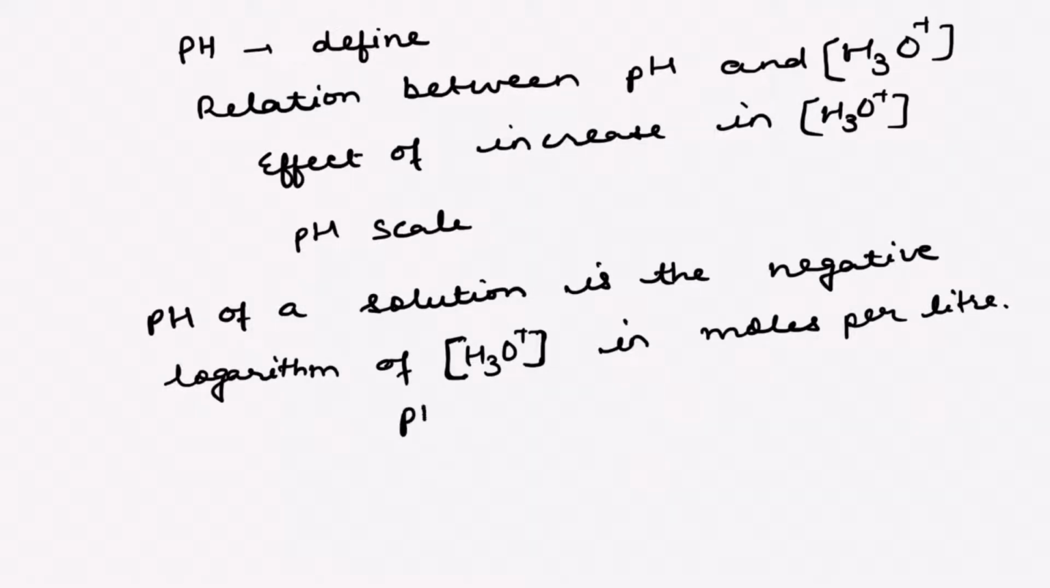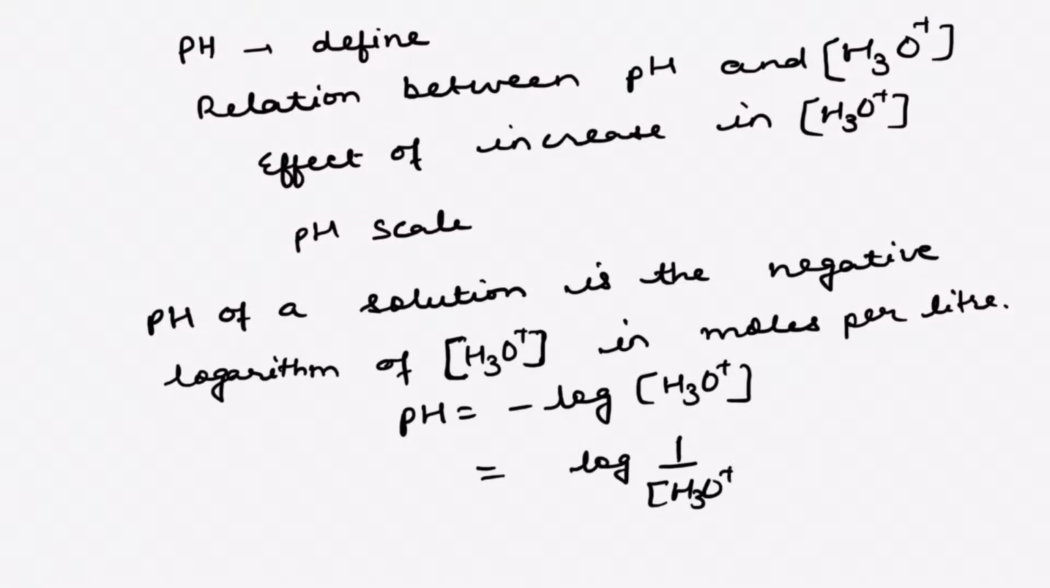So pH is equal to minus log hydronium ion concentration, which is equal to log, it's the same thing, only 1 over hydronium ion. Now in other words, we can say that pH is inversely proportional to hydronium ion concentration.